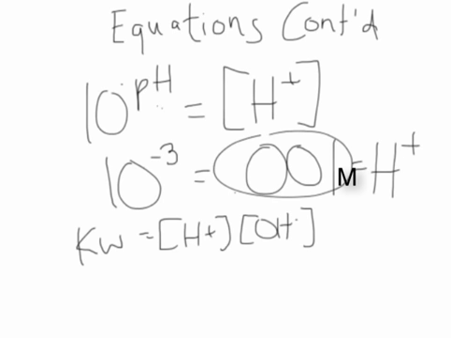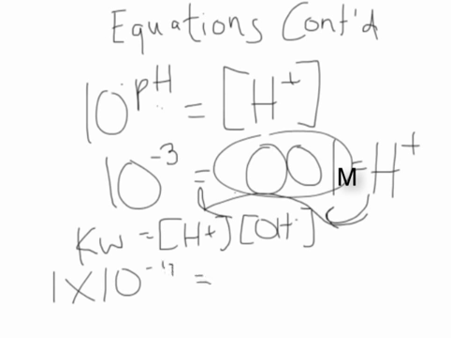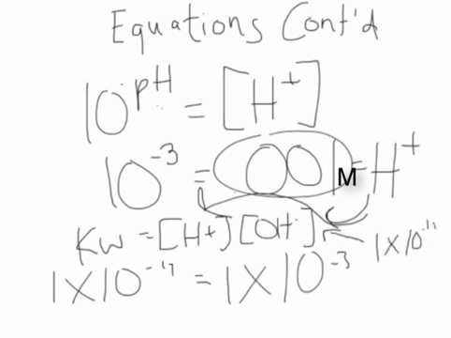But if you wanted the OH, you could plug H plus into here, and then 1 times 10 to the negative 14 equals, well, it'd just be 1 times 10 to the negative 3, and then your OH would be 1 times 10 to the negative 11. A little confusing, but there are just so many equations that you can use. So on the next slide, I'll put all of the equations.